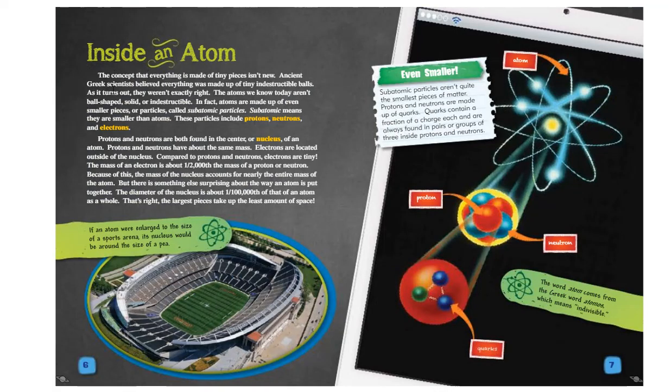So on that note, let's go ahead and move on now to page 6. Now looking at the next chapter called Inside an Atom. So what are we going to find inside of an atom, everybody? Let's take a look. The concept that everything is made of tiny pieces isn't new. Ancient Greek scientists believed everything was made up of tiny, indestructible balls. As it turns out, they weren't exactly right. The atoms we know today aren't ball-shaped, they're not solid, and they're not indestructible.